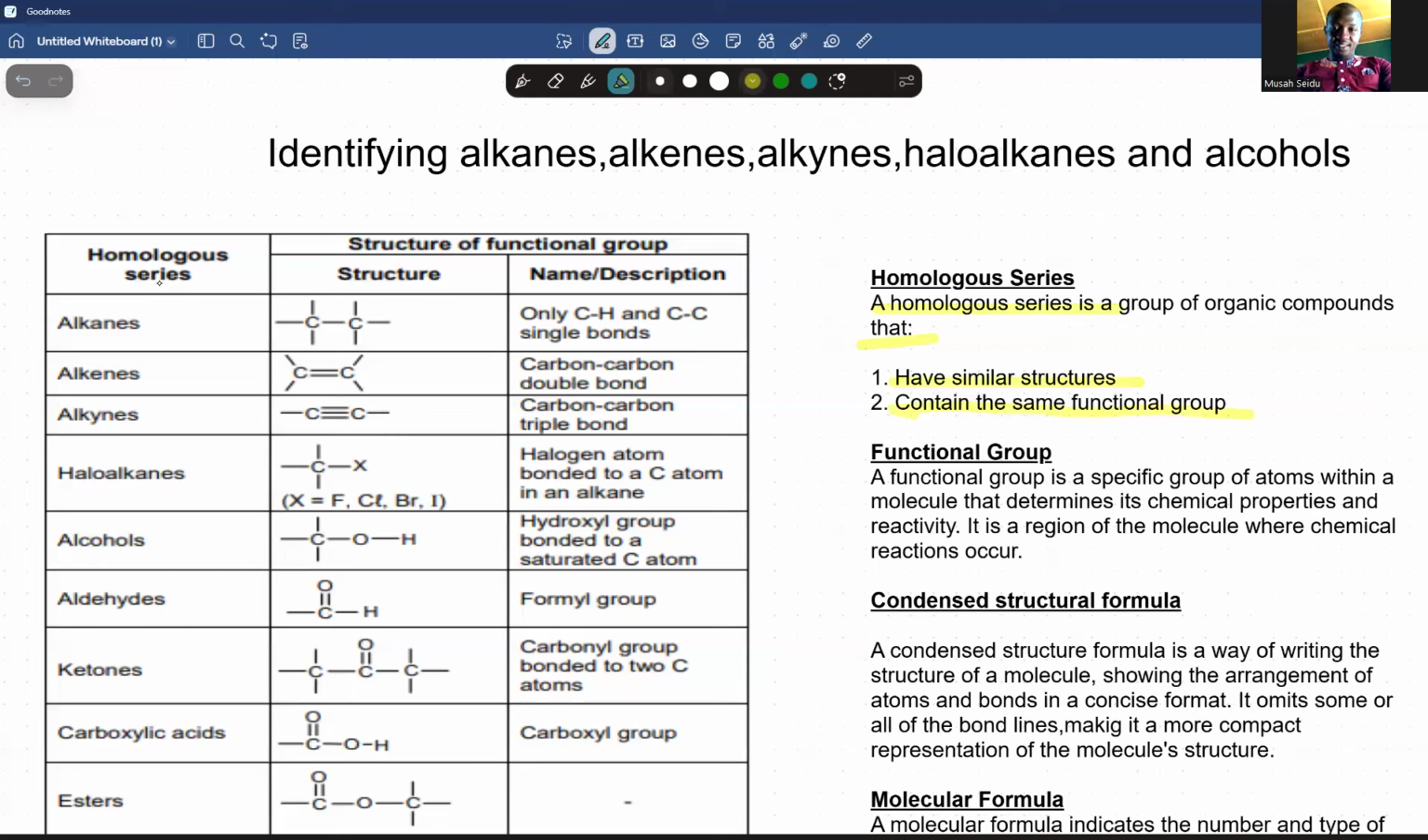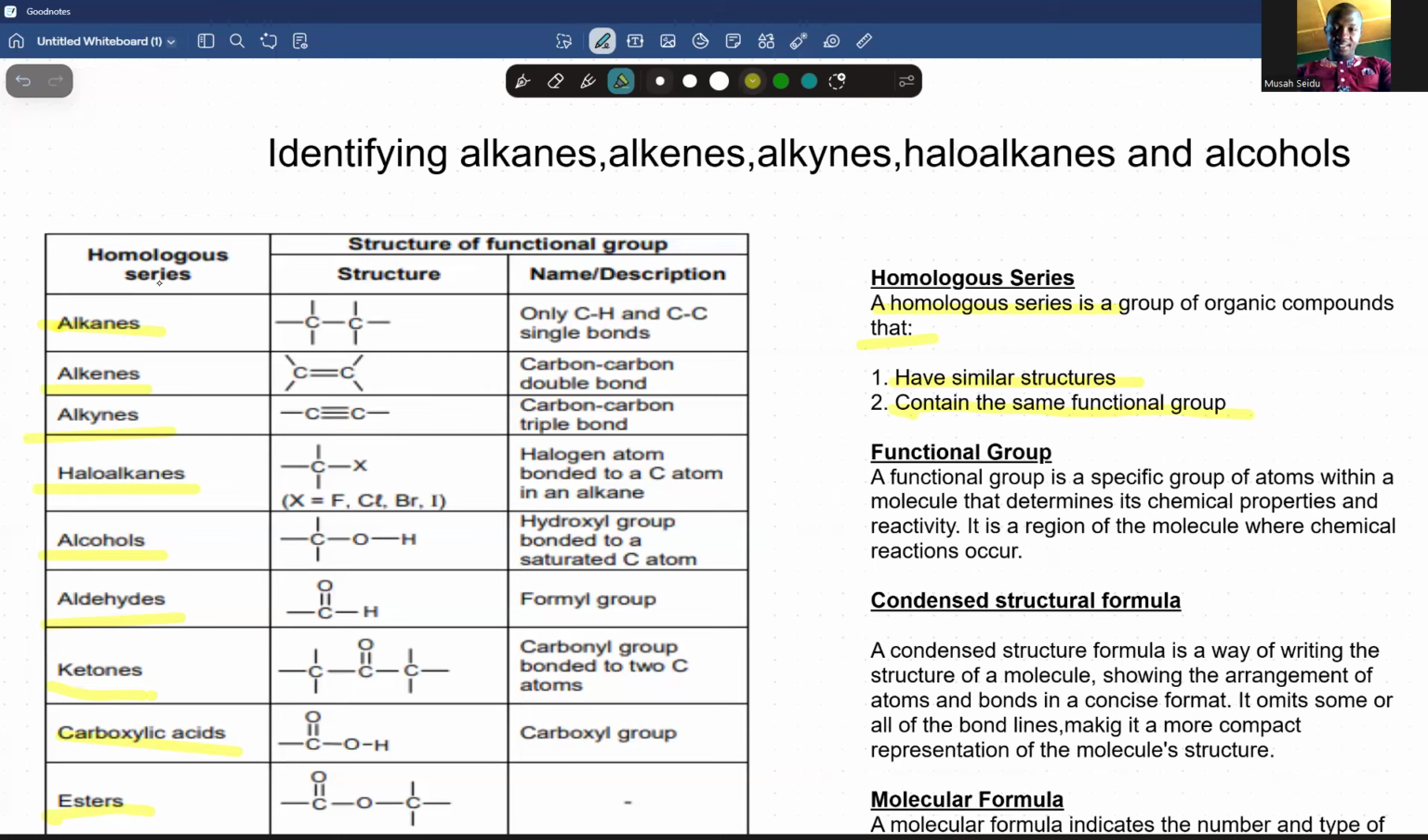Now, the homologous series we're going to talk about are: alkanes, alkenes, alkynes, haloalkanes, alcohol, aldehydes, ketones, carboxylic acids, and esters. These are the homologous series we're going to talk about. The homologous series are described by the same functional group.